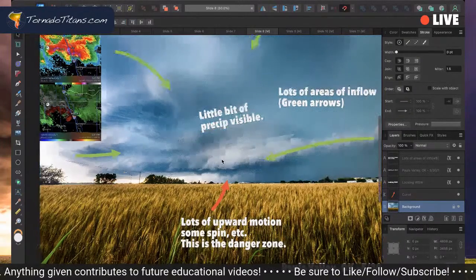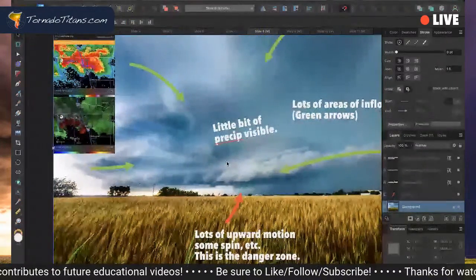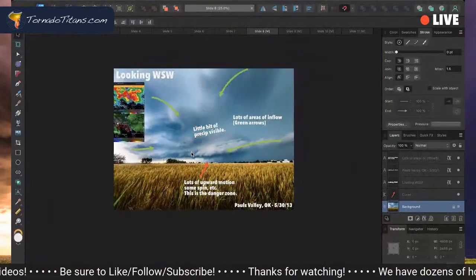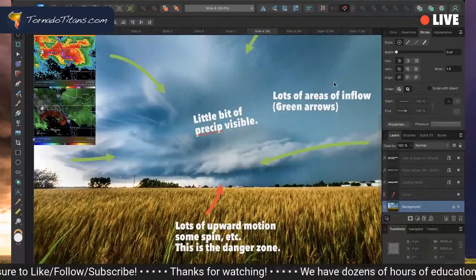Obviously, right underneath the updraft base, you get tornadoes under the updraft. The cloud area you see, that is where you get tornadoes. Gene, you got anything else on this one?